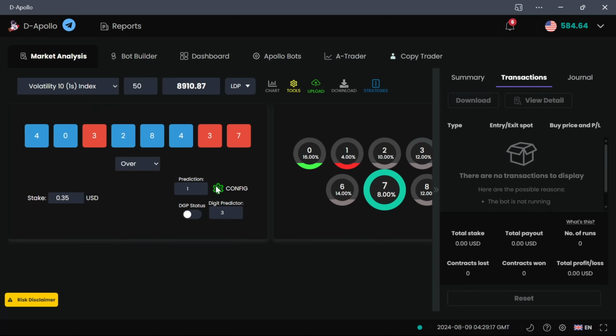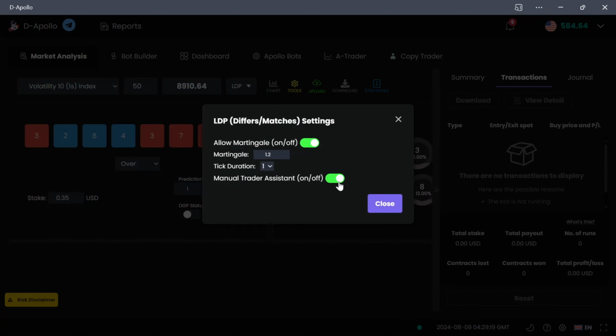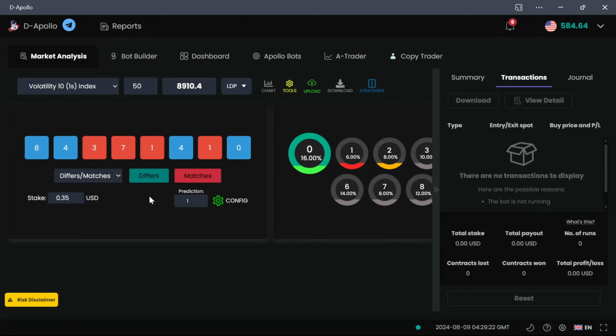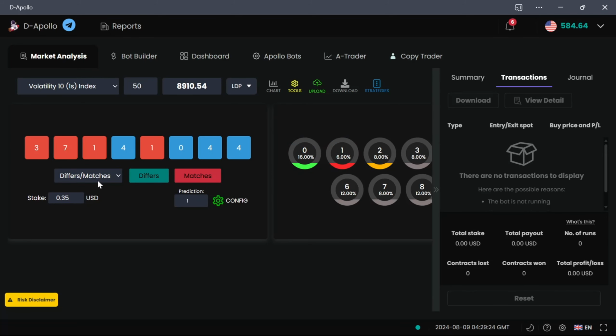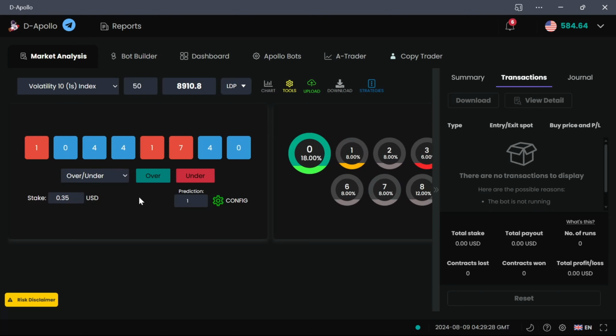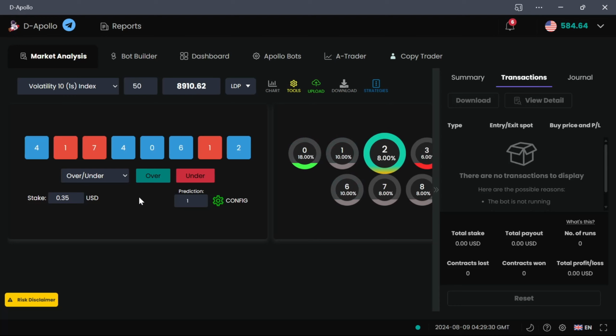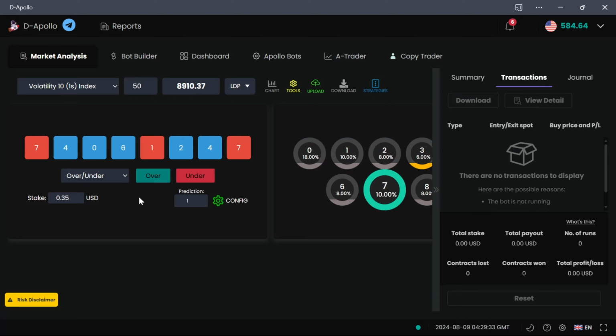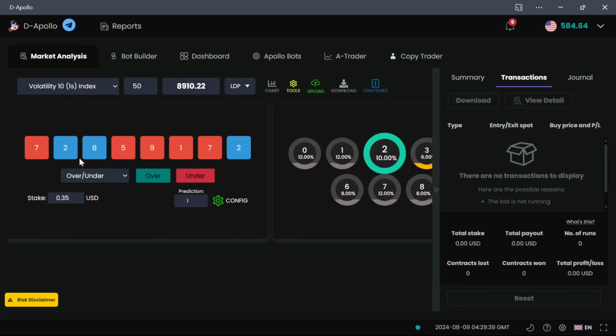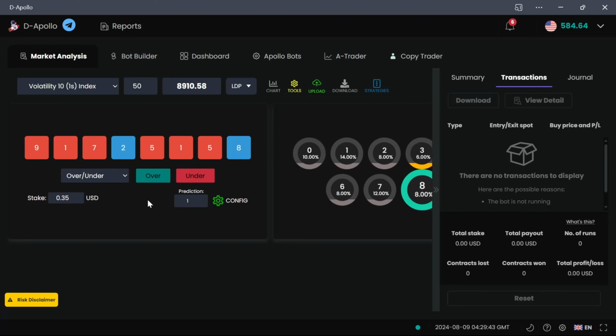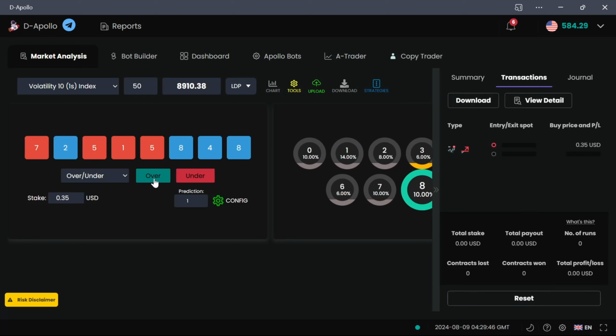Let's disable the manual trader and manual trader assistant, then come to manual trading and go to over under. If we are trading over 1, you look for a pattern where numbers mostly become over 1. For example, whenever I can see 2 digits are blue here, you can trade over 1. So blue, over 1. See? Okay, yeah, blue, over 1.